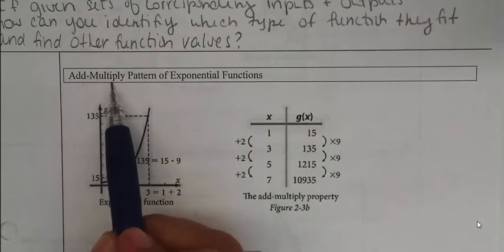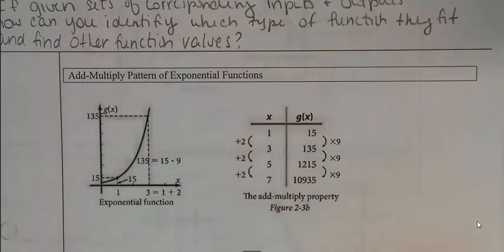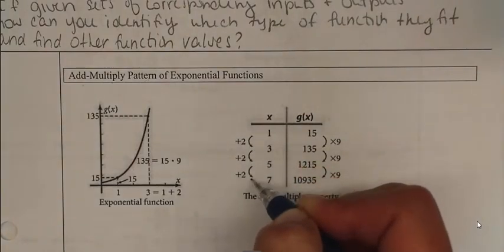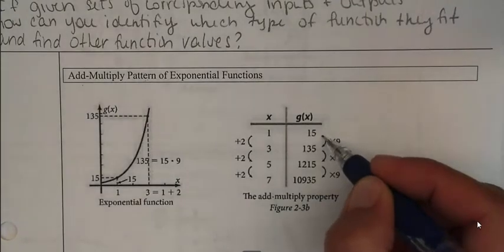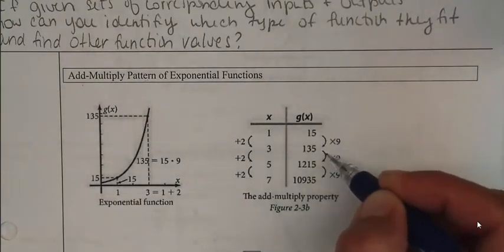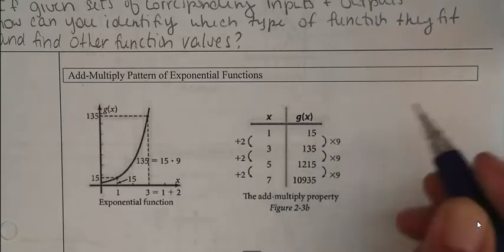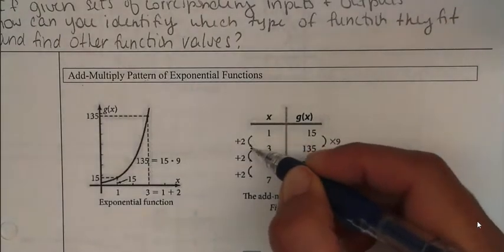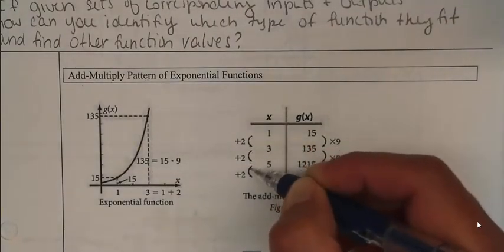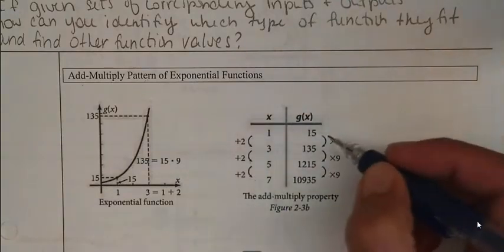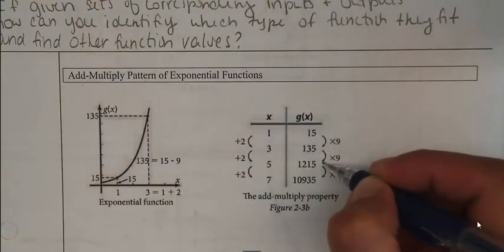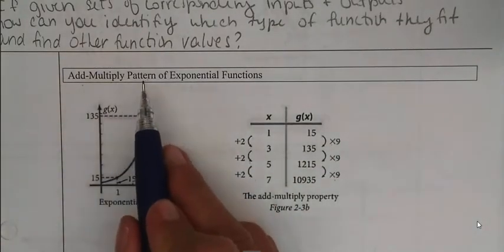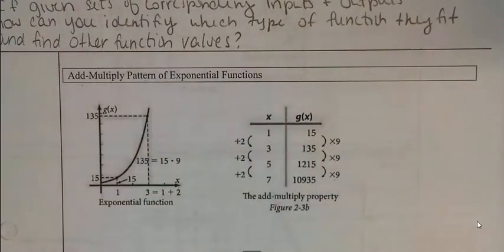That's the add, multiply pattern or property of exponential functions. So what it's saying is that if I add a constant, the same constant, to every single input, and my outputs are the same multiple of each other, right? Multiplying by 9, multiplying by 9, multiplying by 9, then I know that I have an add multiply pattern, and I know that this thing is an exponential function.